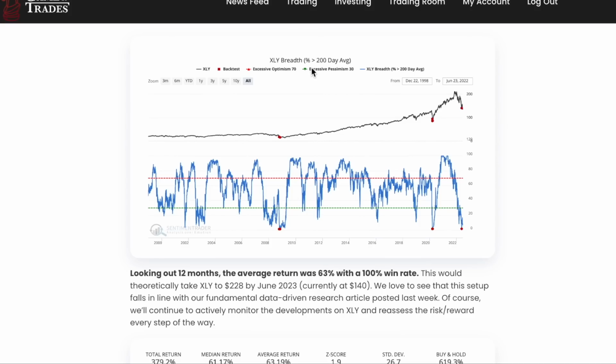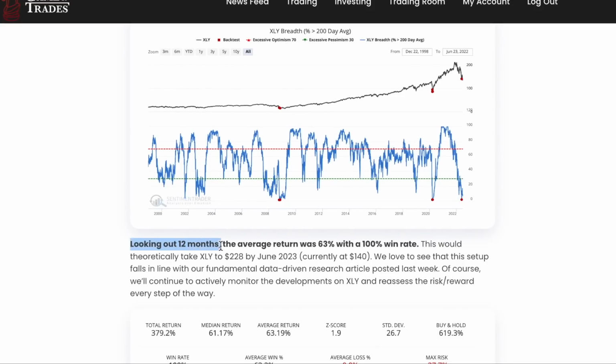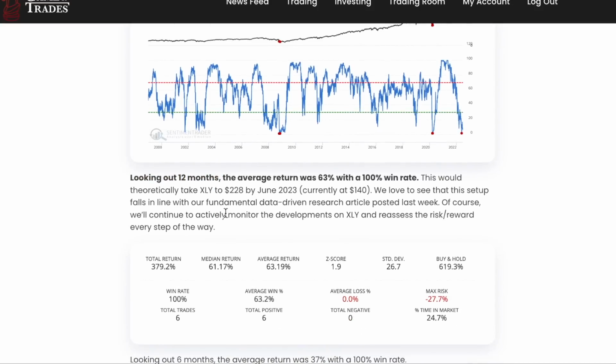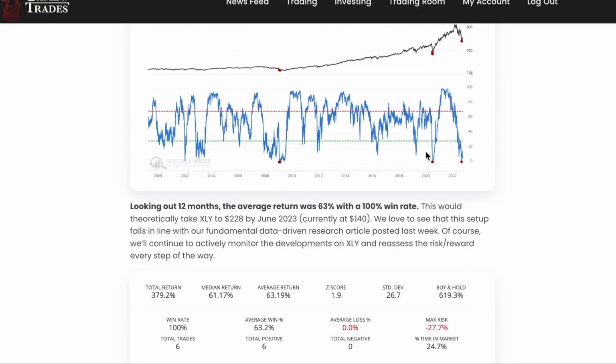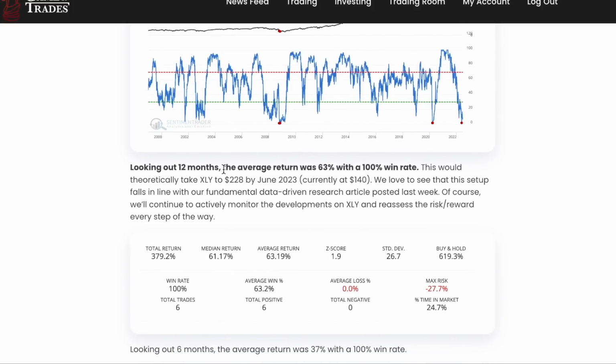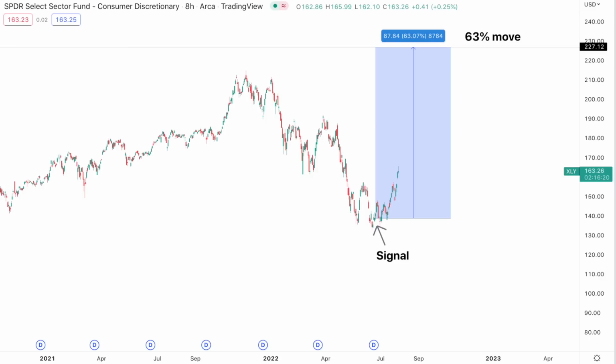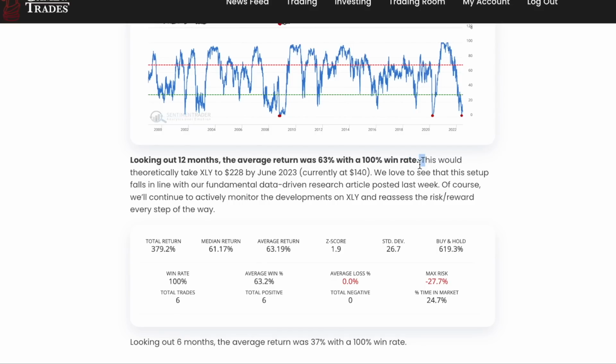In fact, on the 24th of June, we took a look at this indicator here, the breadth, that was extremely oversold. And it told us that looking out 12 months, the average return following that type of reading. Now, there were only a couple of readings, but nevertheless, the average return was 63% looking out 12 months. Those are absolutely monstrous gains, and that's with a 100% win rate. So every trade worked out. So you can quickly read what we wrote here. This would theoretically take XLY to $228 by June 2023, currently at $140.